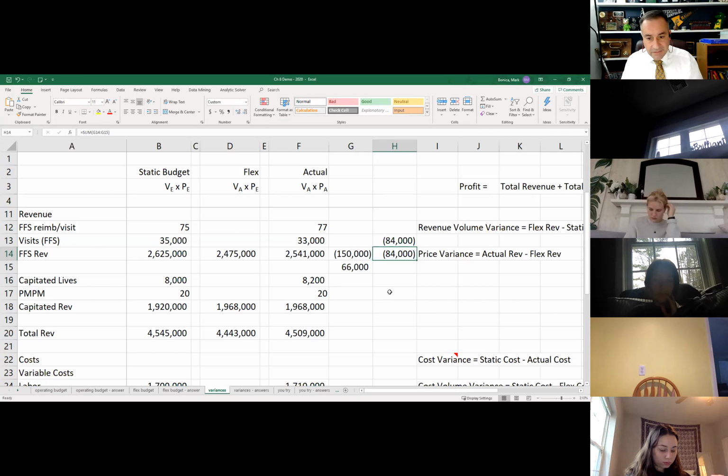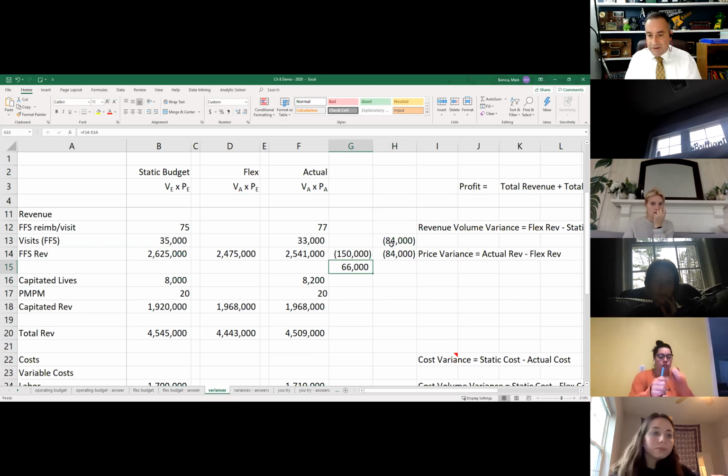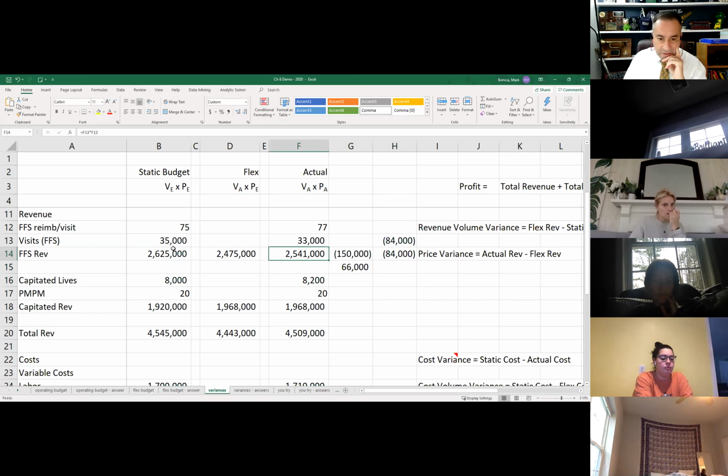Now, as it turns out, the volume had more impact than the change in price. But what's useful about variance analysis is we can now see that, as opposed to before when we could just look and say there was about an $84,000 difference and we're not really sure why, and we could kind of eyeball it and say visits were down and price was up. You could intuit that volume was going to drive the revenue down, and price was going to drive the revenue up.